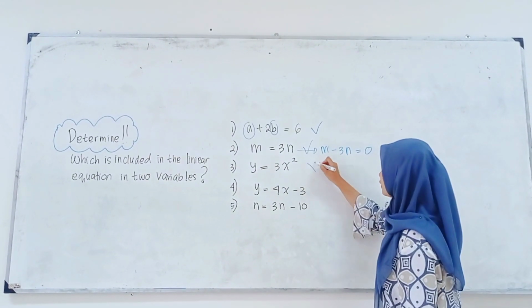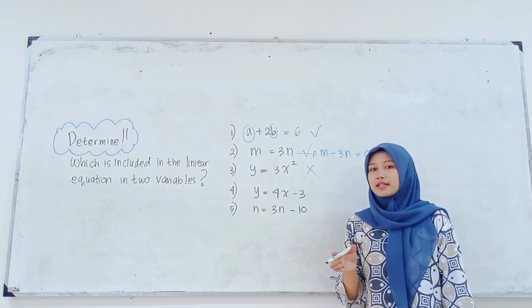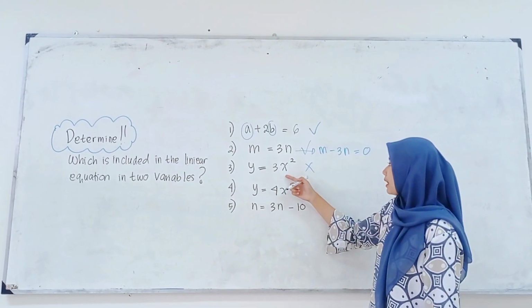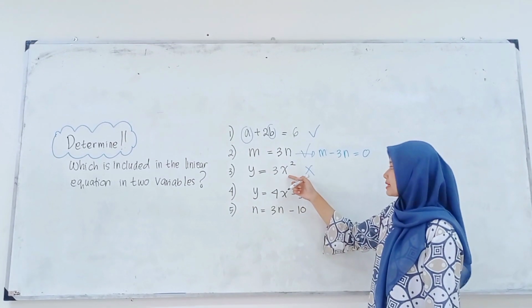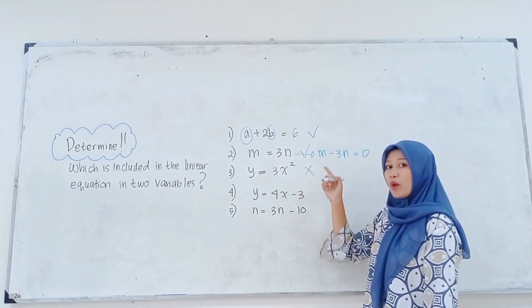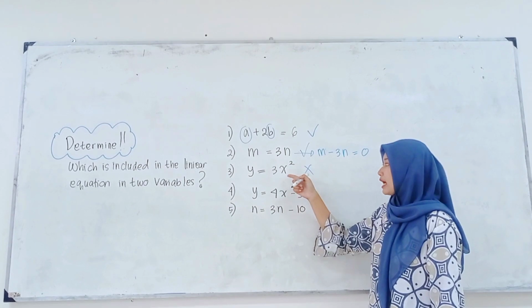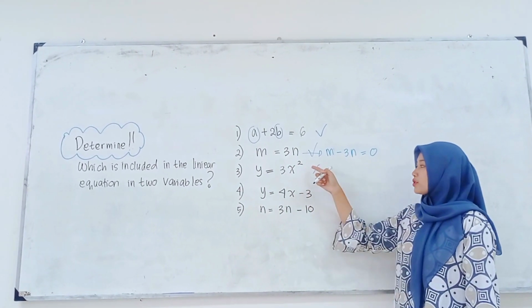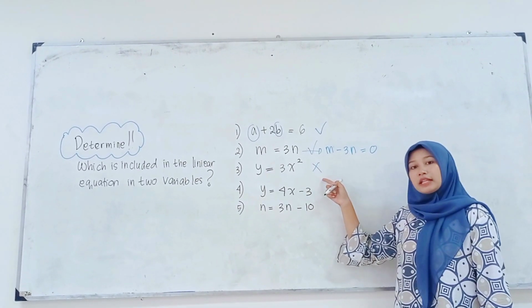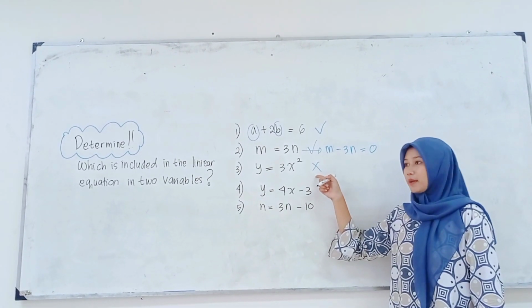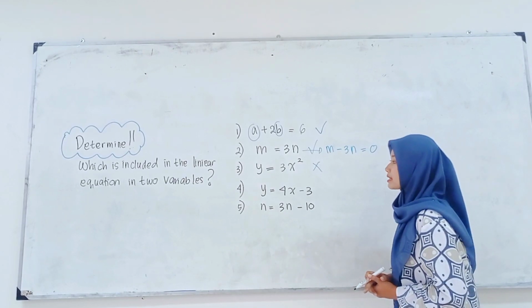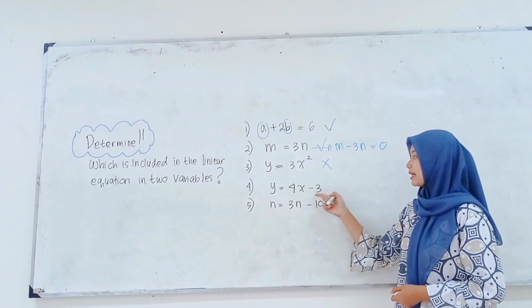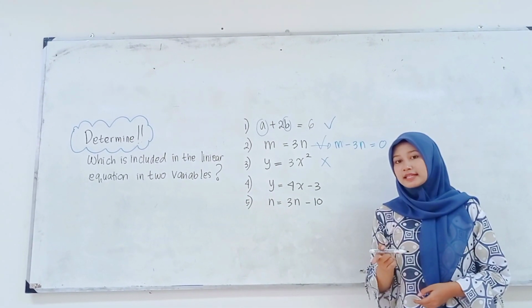No, not included because the characteristic of linear equation in two variables is that the variable has the power of 1, but in this equation x has the power of 2, or squared. So this is not included in the linear equation in two variables. Okay, the next question is y equals 4x minus 3. Is this included or not, guys?